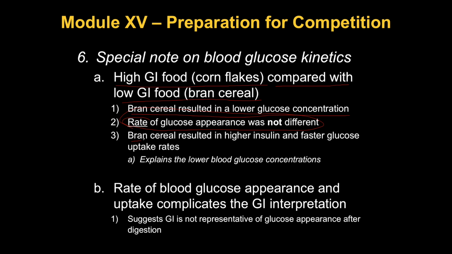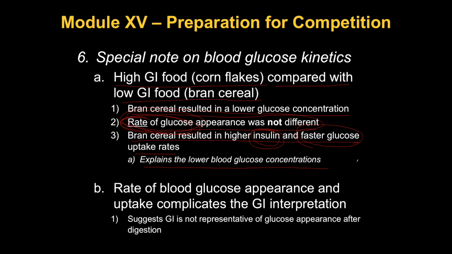So the bran cereal results in a higher insulin and faster glucose uptake rate is basically what this comes down to. So insulin release was much higher, and then that's going to cause a faster uptake of glucose. So the rate of appearance then of that glucose doesn't change between these two foods. So that's going to explain the lower blood glucose concentrations.